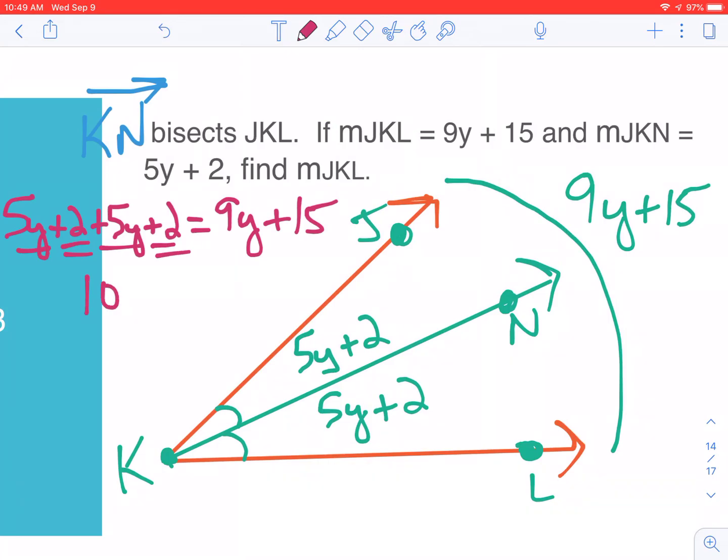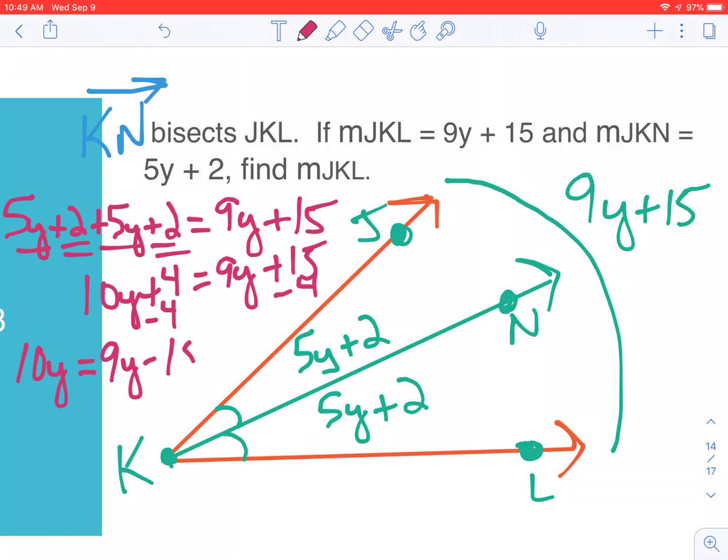5y plus 5y is 10y. 2 plus 2 is 4. Equals 9y plus 15. Okay, I'm going to subtract 4. So I get 10y equals 9y plus 15 minus 4. Sorry, that was terrible. 15 minus 4 is 11. So I'm going to subtract now 9y from both sides. And I get y equals 11.